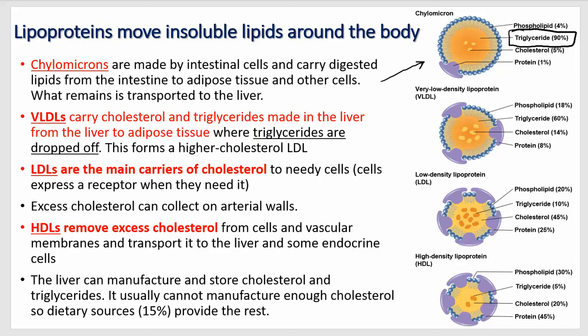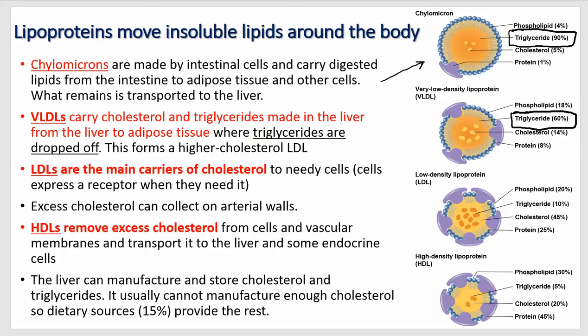All right, so let's just kind of go through this, what we need to know about them, and that really is, and this is what we need to know, that the very low density lipoproteins are very high in triglycerides. Okay, so you can see that this chylomicron, the digestive portion, was very, very high in triglycerides, but that was dropped off.